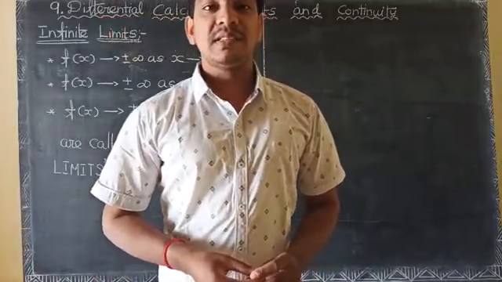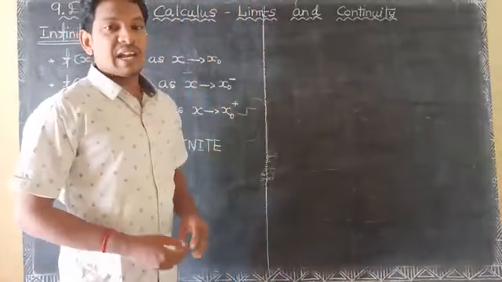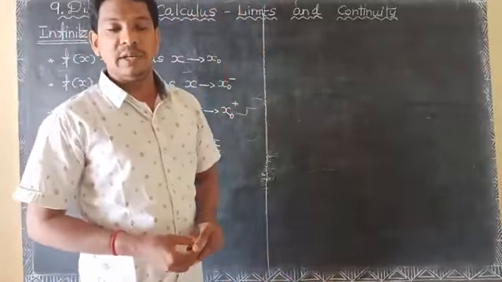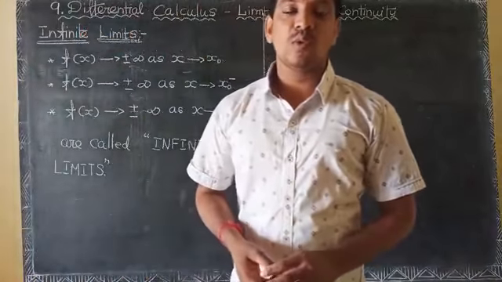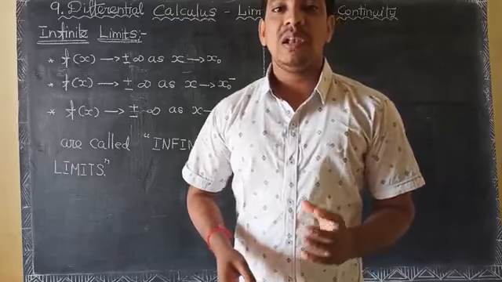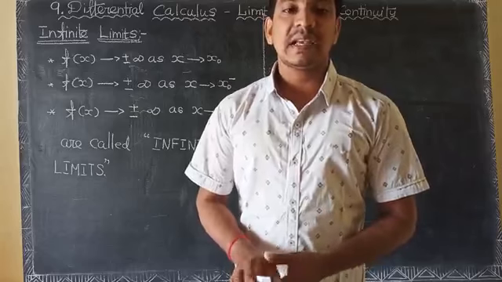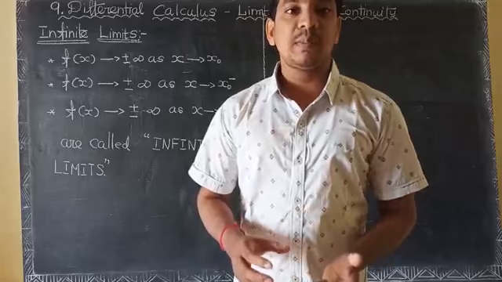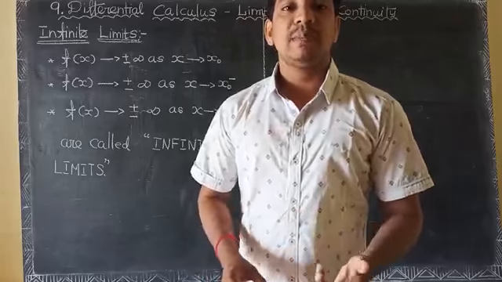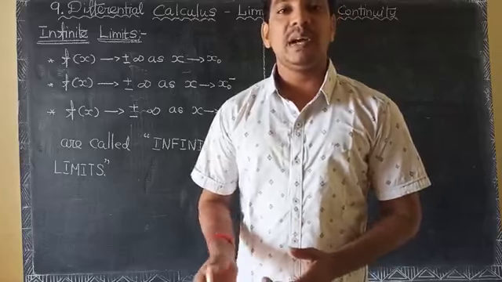In this class, we will discuss chapter number 9, differential calculus, limits and continuity. Already we have learned in the first two exercises how a function has limits or does not exist. In the second exercise, using some properties, that is, limit as x approaches a of (x^n minus a^n) divided by (x minus a) is equal to n times a^(n minus 1).